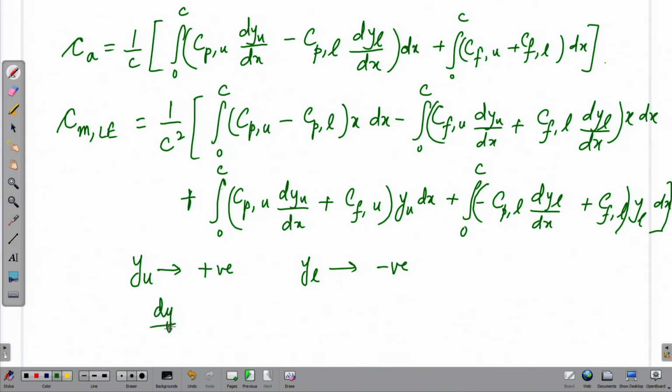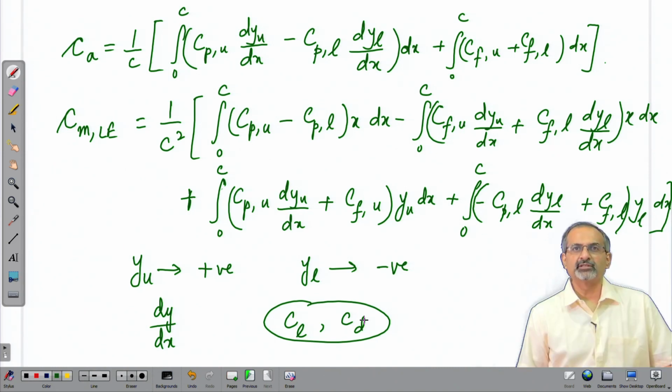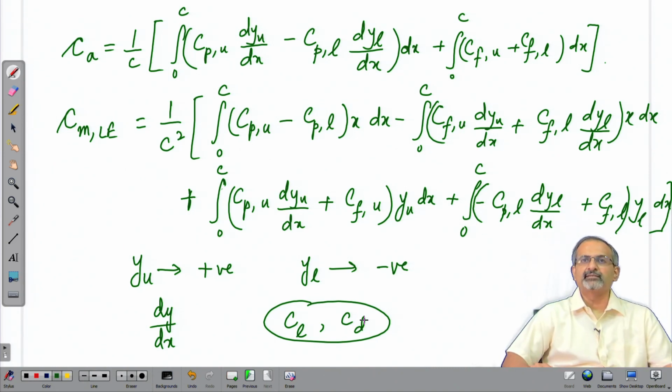dy/dx, whether for upper or lower surface, is positive for positive slopes of the surface and negative for negative slopes. And once you are done with calculation of Ca and Cn, obviously you can write down expressions for Cl and Cd by using the angle of attack. So, this is how the force and moment coefficients can be worked out more conveniently by using the x, y coordinates of different points on the surface of the body, which is more convenient by using the running coordinates SU and SL.